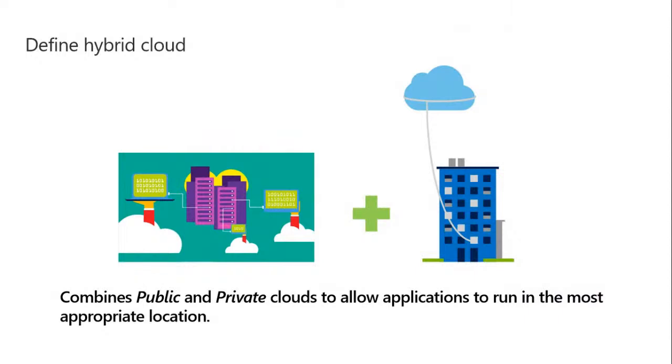And next we are going to talk about the hybrid cloud. The hybrid cloud is a combination of the public and private clouds, which allows applications to run in the most appropriate location. In this case, we can use both private clouds and public clouds.